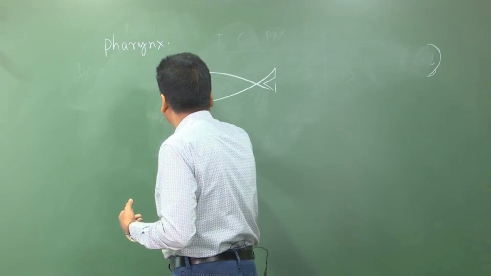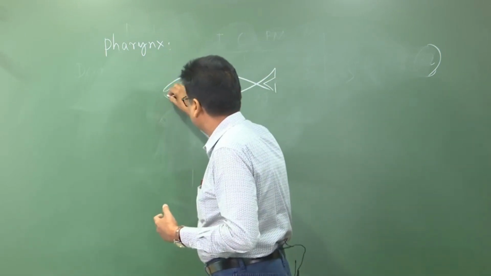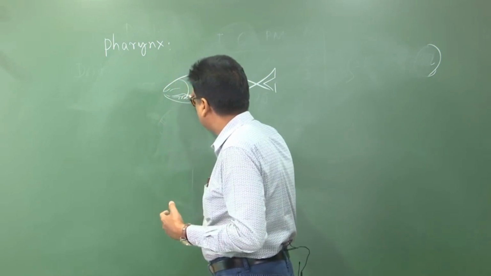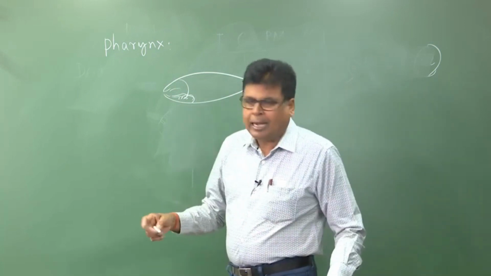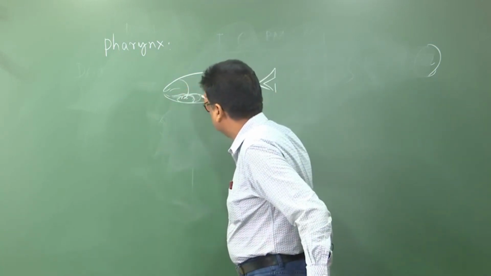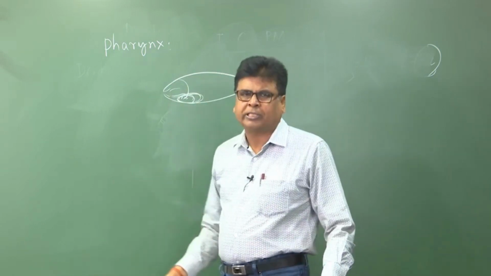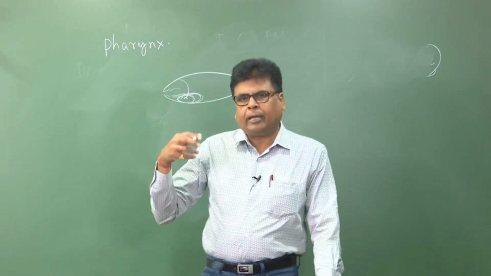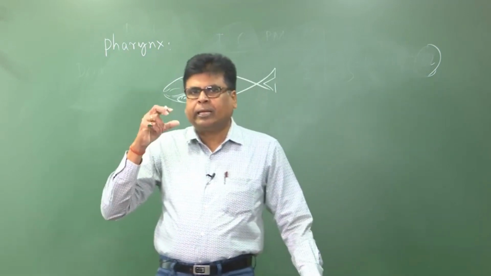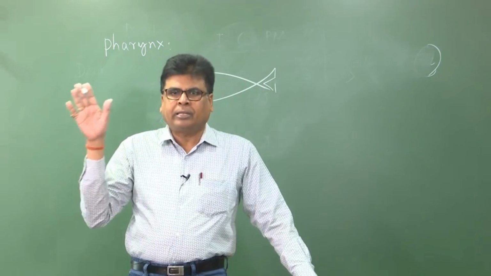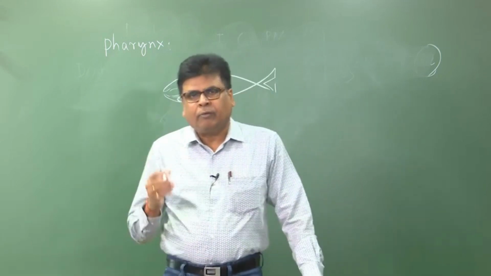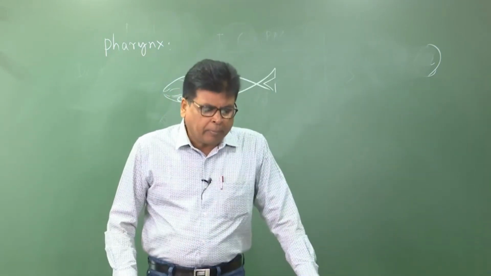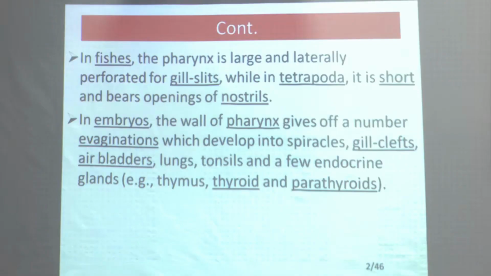So, they possess actually what? This is the pharyngeal region. This is the mouth, or the buccal cavity, and this is the pharynx, and the pharynx is perforated. Okay, so they are helpful for aquatic respiration, and hence the pharynx is very large. But in case of tetrapods, which are terrestrial, their pharynx is very short, because there is no presence of gills. They have a modified structure for respiration. So, in fishes, the pharynx is large and laterally perforated by gill slits, while in tetrapods it is short and bears the opening of the nostril.